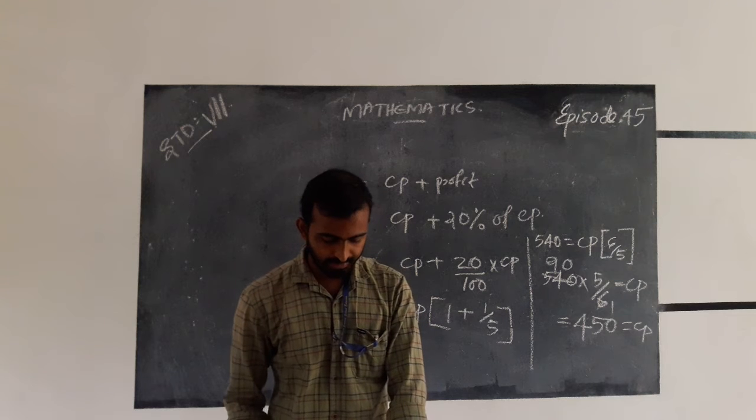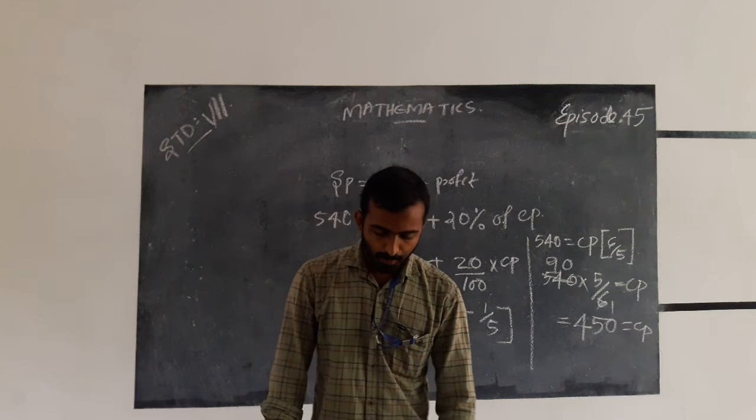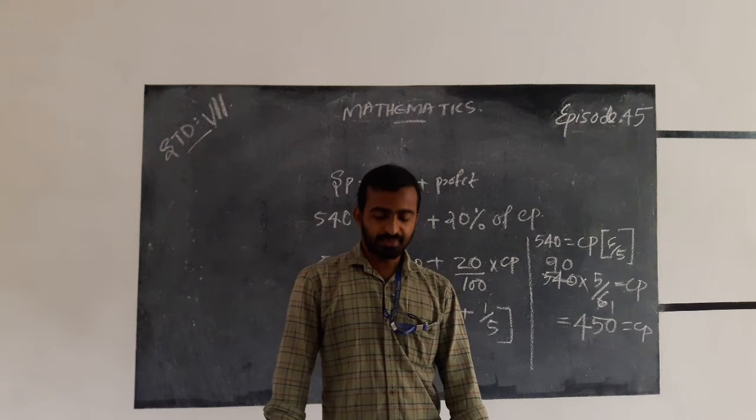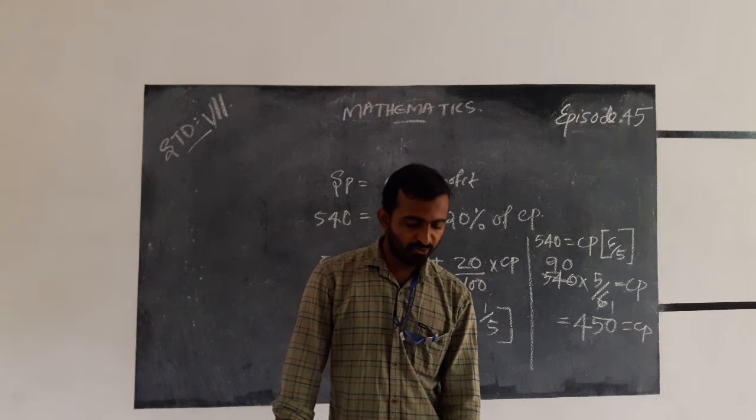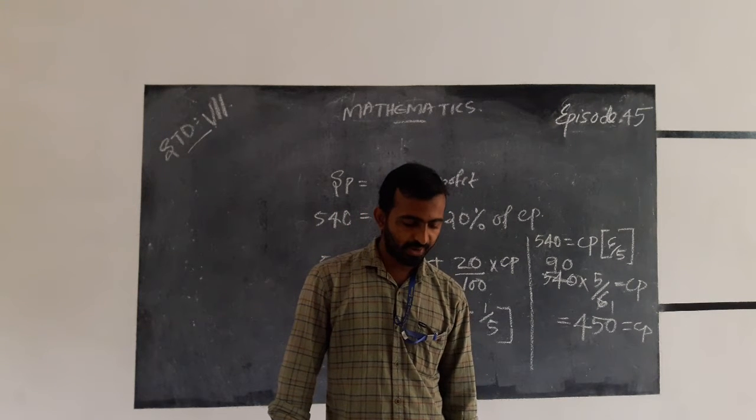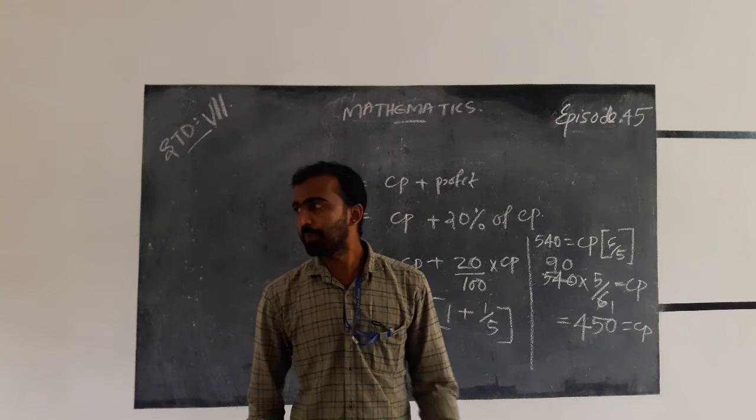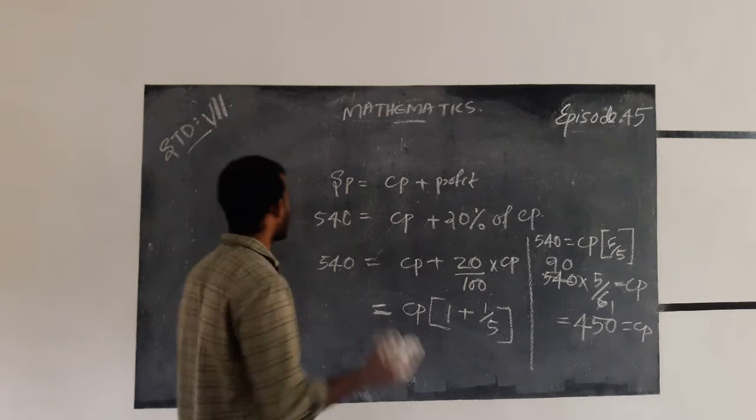First, a shopkeeper bought a chair for 375 rupees and sold it for 400 rupees. Find the gain percentage. Gain percentage means profit percentage. That is, here what is the CP?